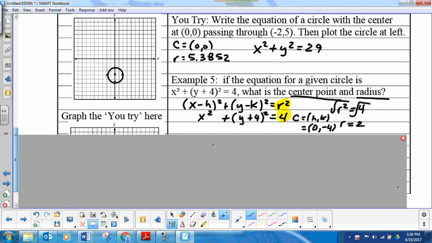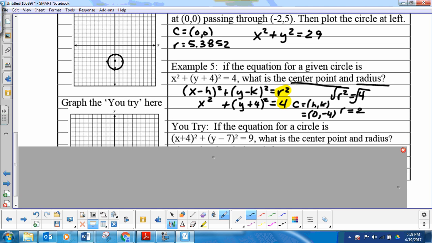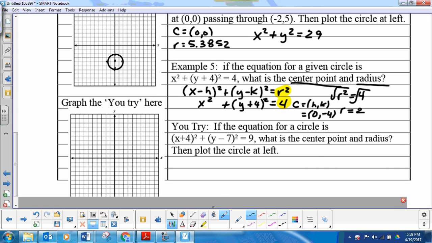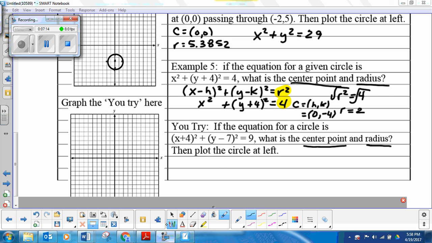All right, so you've got a final try to do exactly what we just did. We've got an equation of a circle given. You want to determine what the center point and the radius is, and then plot that baby over there on the left. Go ahead and pause the video and take some time to work through that.